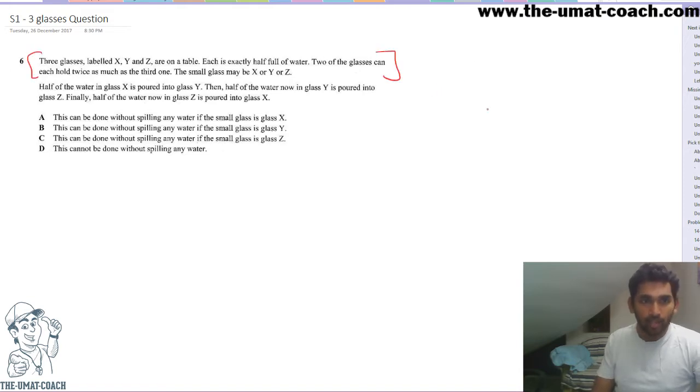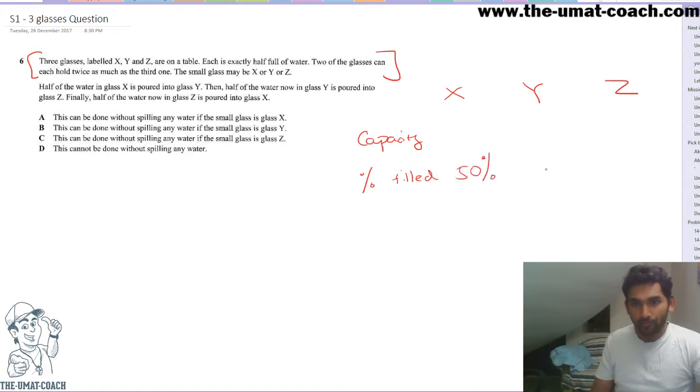So we know that we have X, Y, Z, and the categories that we were interested in are the capacity and percentage filled. Okay, so we know that each is exactly half, 50% full. So write 50. And we don't know the capacity, but we just know that two of them can hold twice as much as the third one.